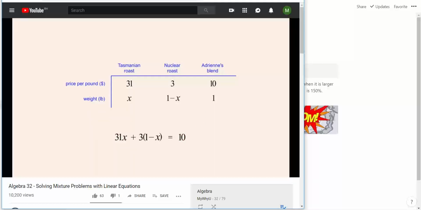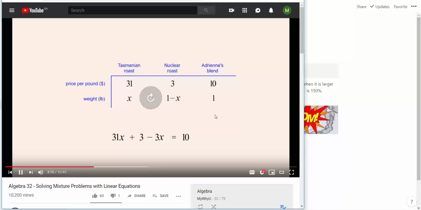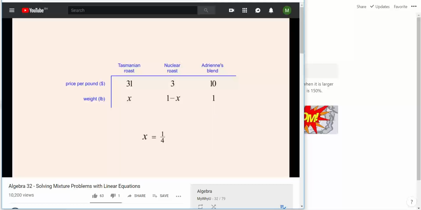We can now solve this equation for X. We start by distributing the 3 to the 2 terms in parentheses. Combining 31x minus 3x gives 28x. Adding 3 to both sides, we get the equation 28x equals 10 minus 3, and divide both sides by 28. So to create 1 pound of a $10 per pound blend, Adrienne must mix 1/4 pound of Tasmanian roast with 1 minus 1/4, or 3/4 pound of nuclear roast.